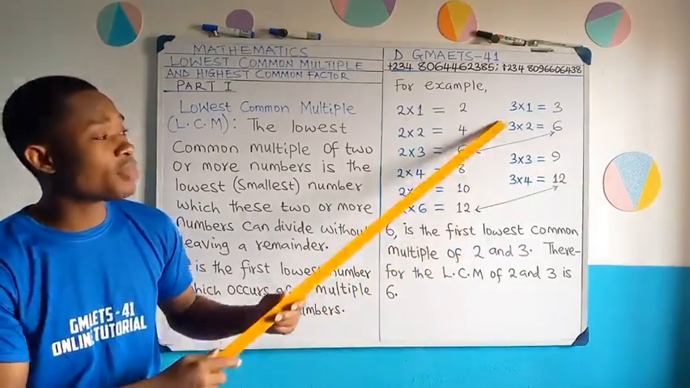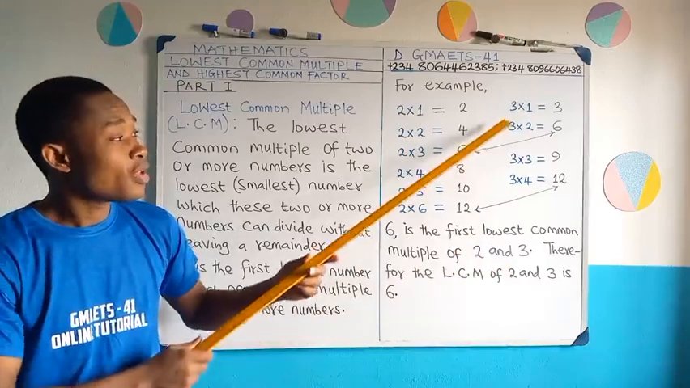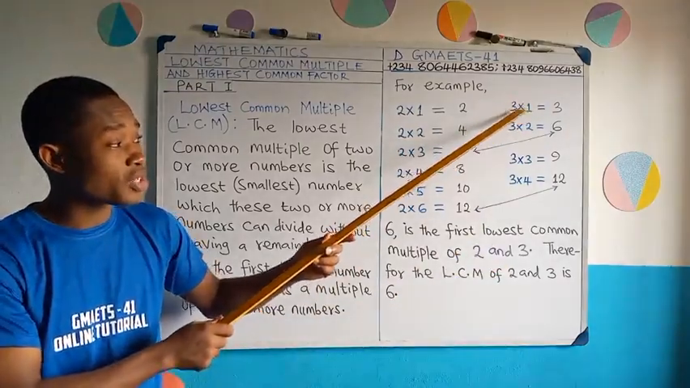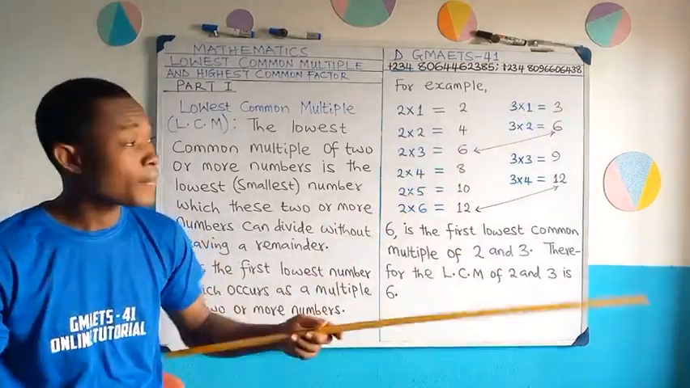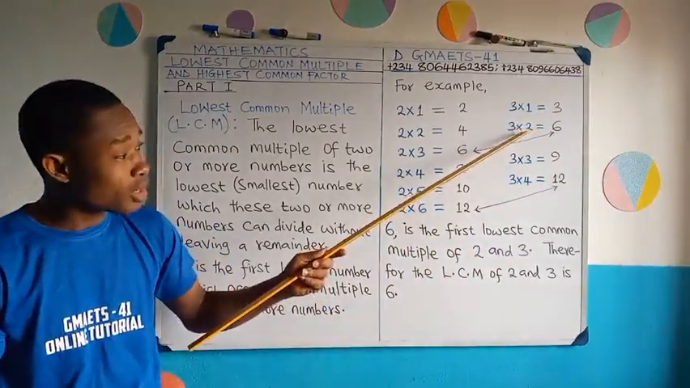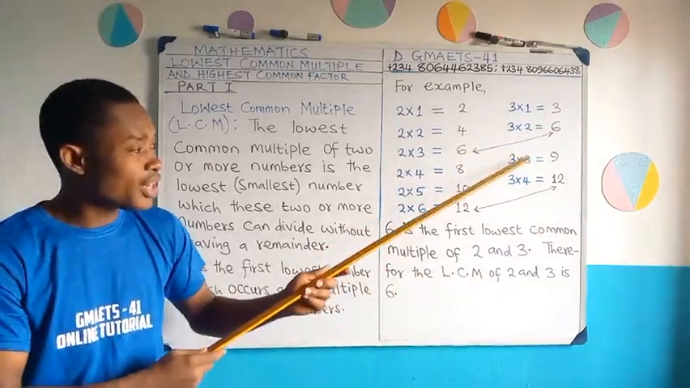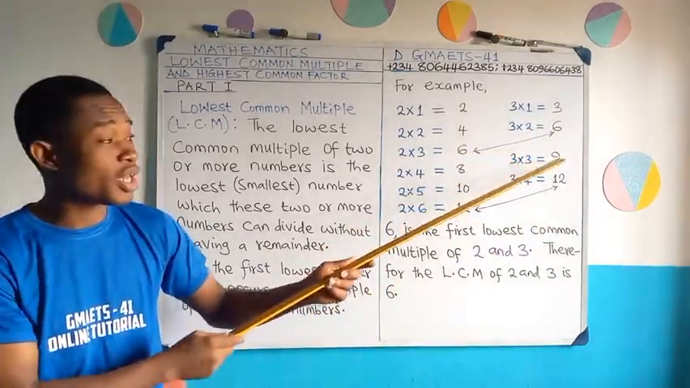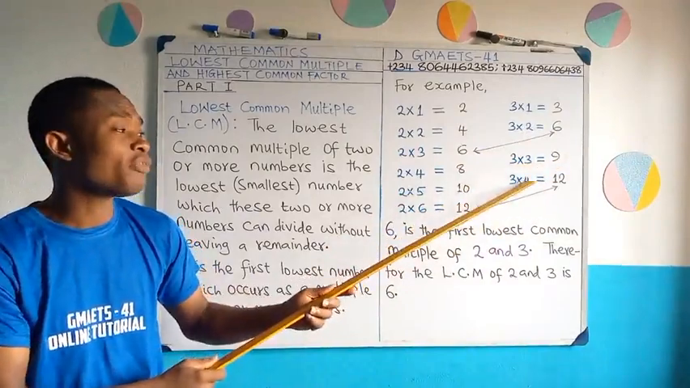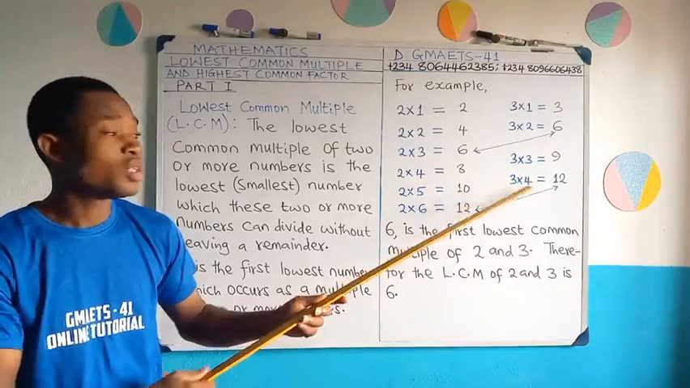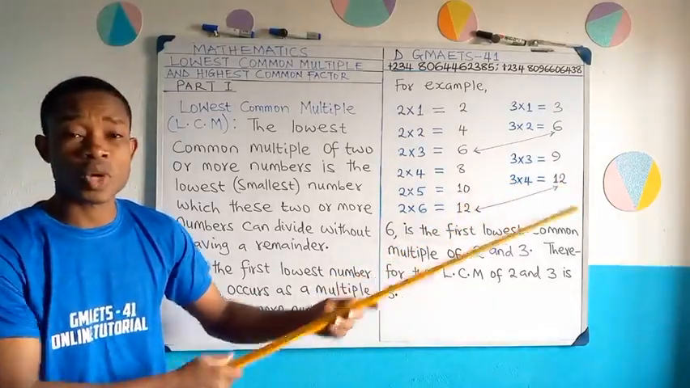Alright, let us visit 3 times table and see. The first multiple of 3, which is 3 times 1, will give us what? 3. The second multiple of 3, which is 3 times 2, will give us 6. Look at the third multiple of 3, which is 3 times 3, we get 9. 9 is the third multiple. What about the fourth multiple of 3? 3 times 4 is 12.